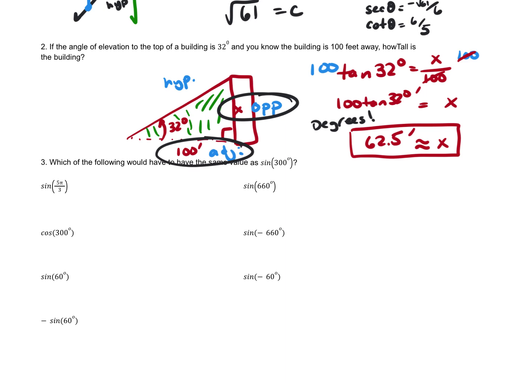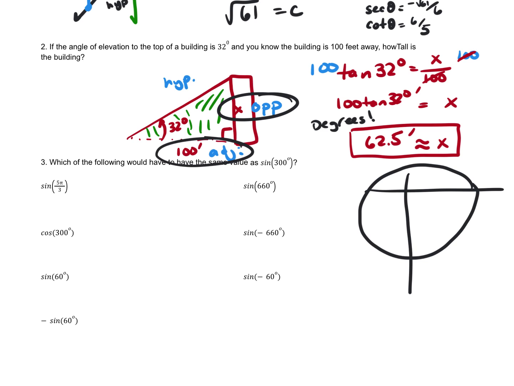Okay, so let's go look at the third problem. It says, which of the following would have to have the same value as sine of 300? So this is the first of many problems that kind of talk about the unit circle. If I look at the unit circle on this one, it's a terrible unit circle, but you get the idea. 300, if I look at my unit circle, look at your paper, it says 300, it says 5 pi over 3, and then here you will see the point is 1/2 comma negative radical 3 over 2.